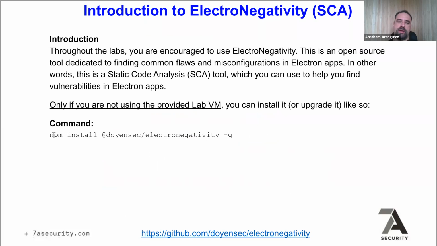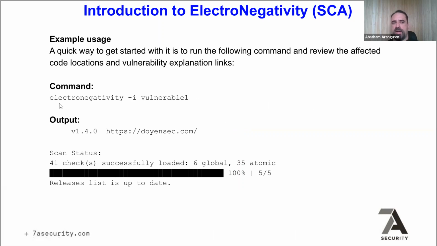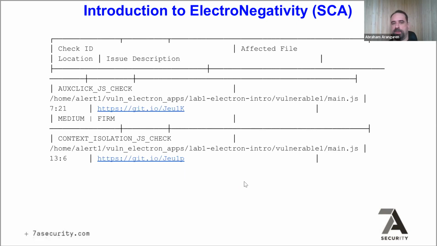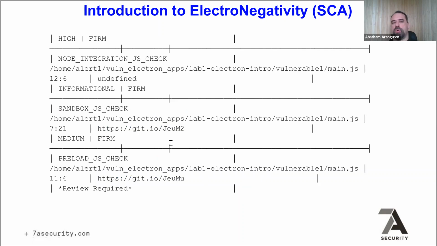And then another tool that we will use is Electronegativity, right? So DoyenSec is a company that basically maintains this tool. So you do npm install @doyensec/electronegativity, and then very important, you want to install it globally, right? Because if you don't do this, it will try to install it locally in the directory of the app. You don't want to do that. You want to install it as a tool with the -g to install globally. And then you just do electronegativity -i vulnerable1, and this will run Electronegativity against the vulnerable1 application, and it will give you some findings. So interesting here is that you get the file name, the lines affected, and then you have a link to read more about it, right?